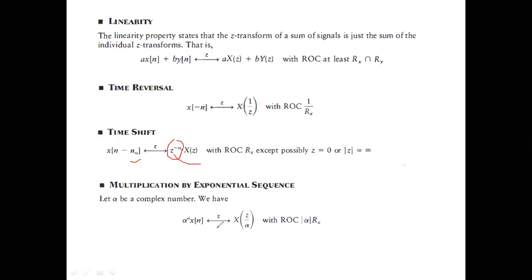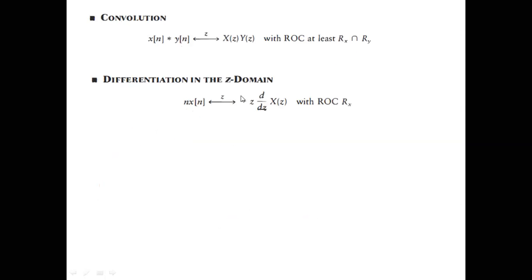Just see the properties. Later we'll try to make some sense out of these while solving problems. So which are the properties? Z transform is linear. Time reversal results in every z being replaced by 1 by z. A shift in the time domain results in a multiplication by z to the power minus n in the frequency domain. Then there is multiplication by an exponential sequence. It's very trivial, we'll not be using it much. Then what else is there? This one is a big deal.